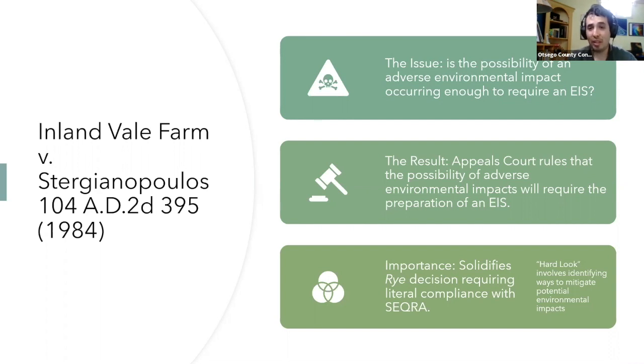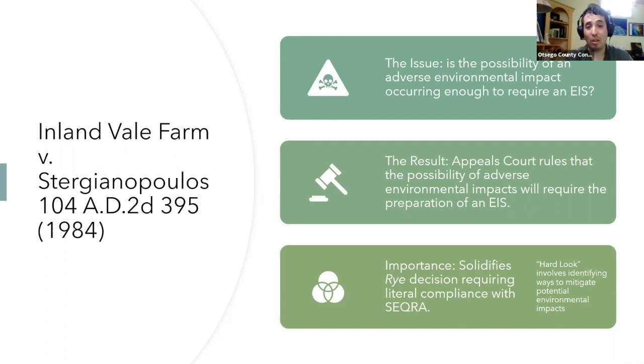And so the appeals court said, look, even though you did look at a lot of environmental issues associated with the proposed project, you did not consider the possibility that groundwater quality could be adversely impacted. And so they ruled that the possibility of an adverse environmental impact occurring requires the preparation of an environmental impact statement.